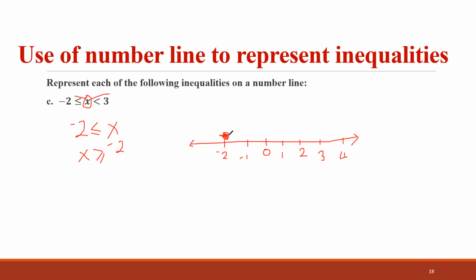Now those values where x is greater than -2, they are in the positive direction. Then there's this one where x is less than 3. Also this x, which is greater than -2, is less than 3. But it is just less than, so I'm going to use an empty circle. These values go in this direction.